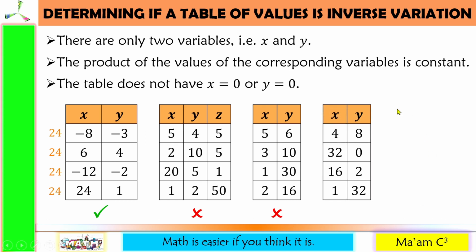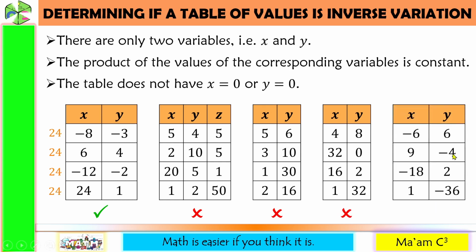Another one, we have two variables here. Let us determine the product. 4 times 8 is 32. 32 times 0 is 0. We have y is equal to 0. Hence, this table is not an inverse variation.